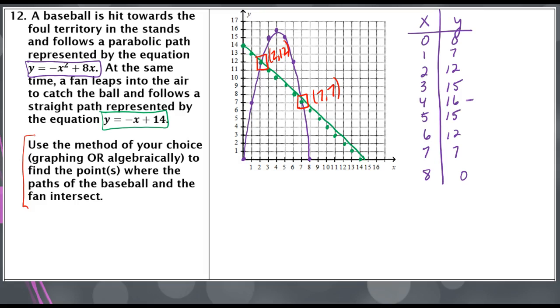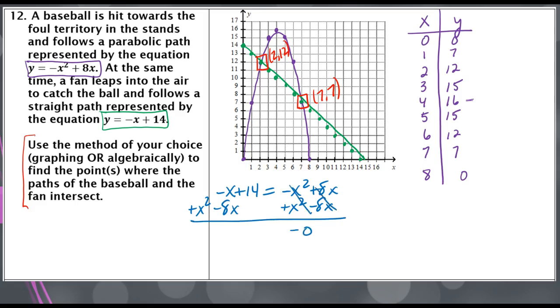If you were going to solve it algebraically, I would use substitution. I would put negative x plus 14 on the left and negative x squared plus 8x on the right. Normally I would put my quadratic term on the left, but because it's negative, I put it on the right, so that way when I add it to both sides, it becomes positive. And then I also need to subtract 8x, because I still want to get 0 on the right side of my equation. So what I have here is x squared minus 9x plus 14.